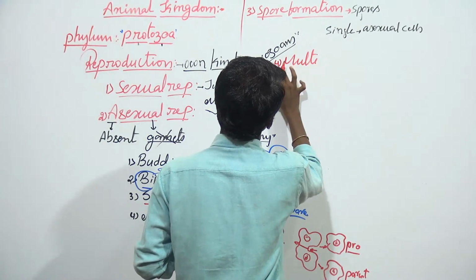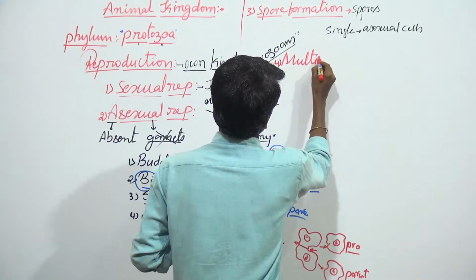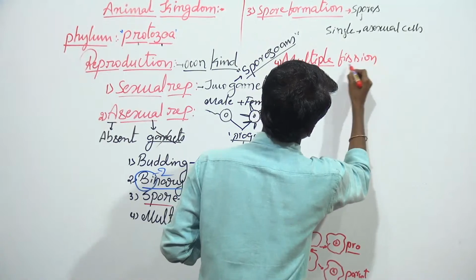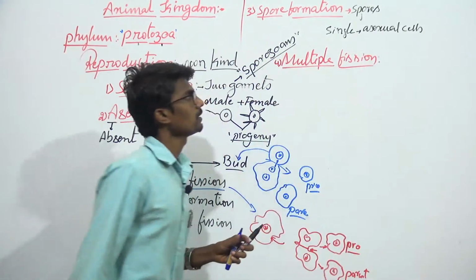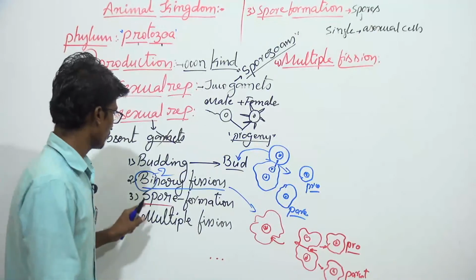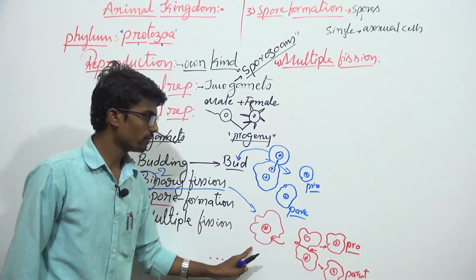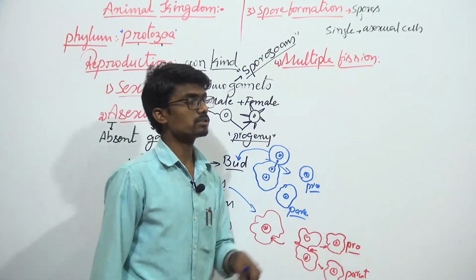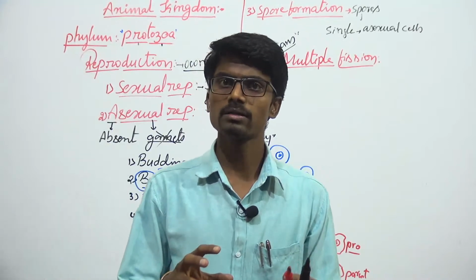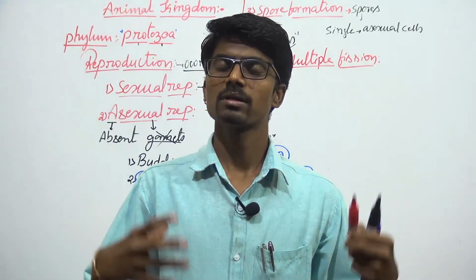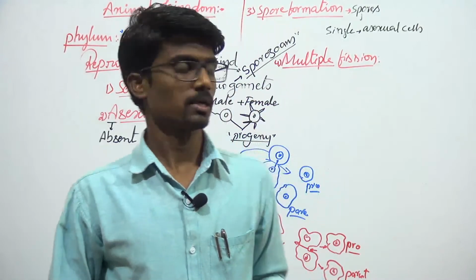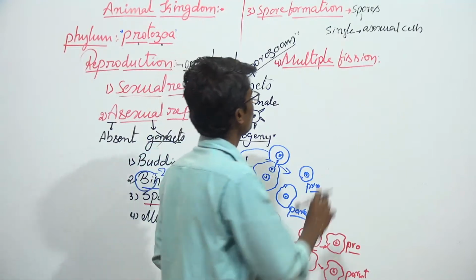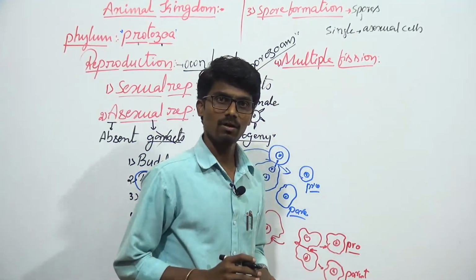That is multiple fission. And this multiple fission is different from binary fission. In binary fission, how many organisms do we get? We get only two. But in case of multiple fission, the single organism splits into many pieces and develops into many organisms. This multiple fission, generally we have noticed in protozoans and some other organisms.